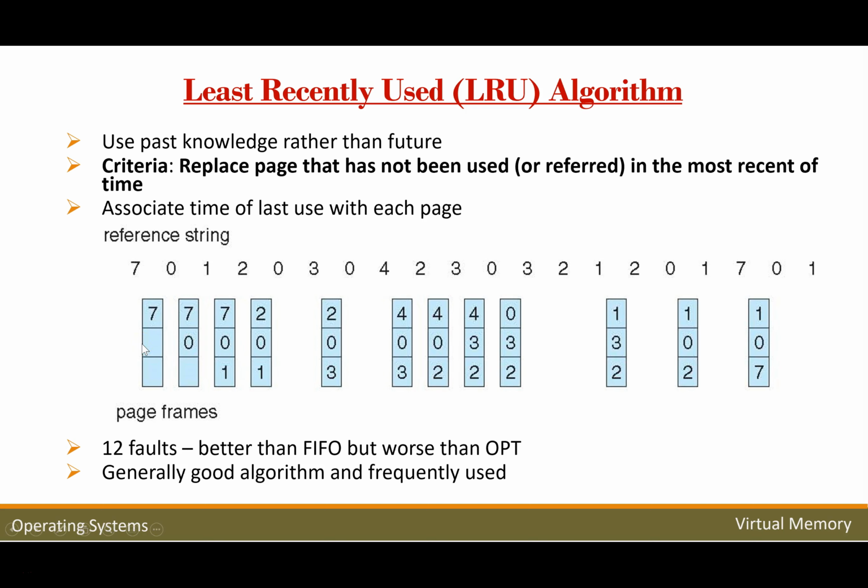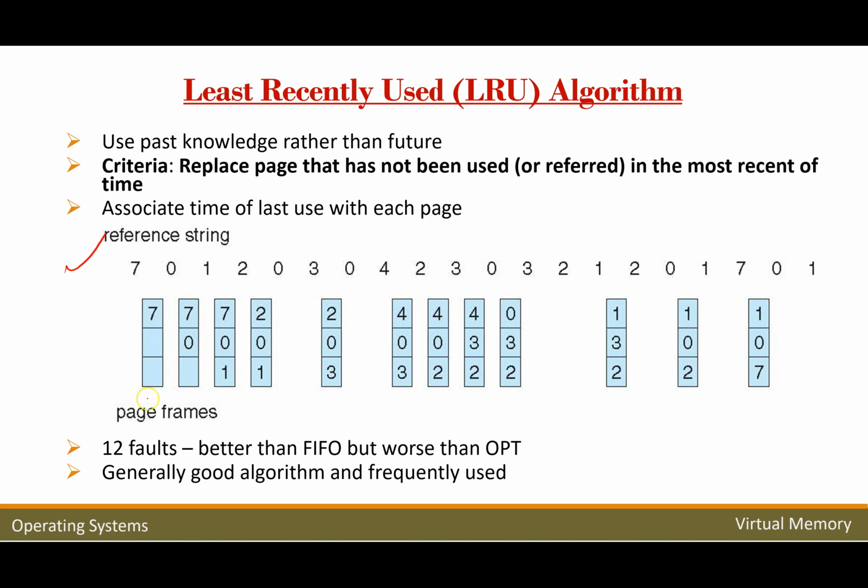Now let us look at the criteria of this algorithm. The criteria is we have to replace the page that has not been used in the most recent of time, right? Which means we need to replace the page that was least recently used. That's why it got the name least recently used. Now let us look at the algorithm by taking the same reference string and with the same number of frames per process. So we take 3 frames per process and the same reference string, okay?